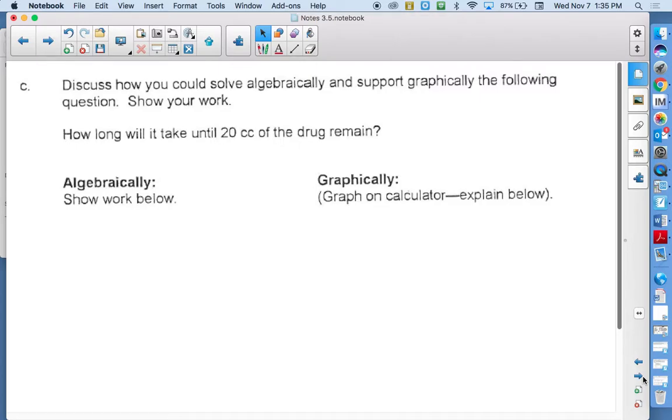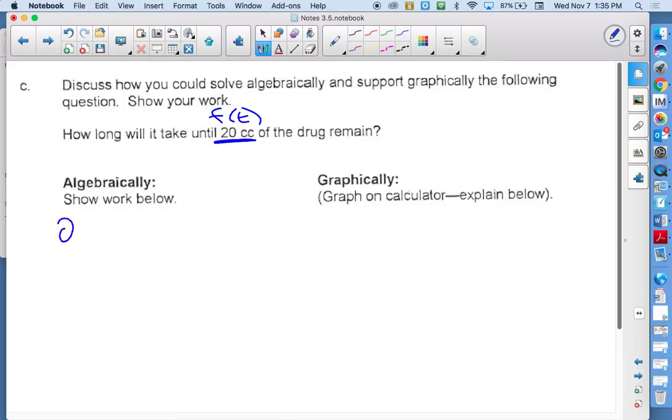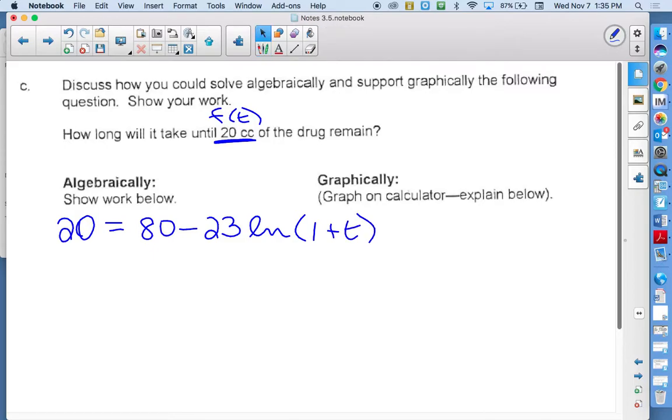So Kate, what are we doing algebraically to find out how long it's going to take when there's 20 cc's left? I plugged in 20. Yeah, so this is the value you're plugging in for f of t, because that's actually the y value. And then we have 80 minus 23 natural log of 1 plus t. It was 23, right? So how do you solve that then, Kate? I subtract 80 from the other side. So that gives us negative 60.